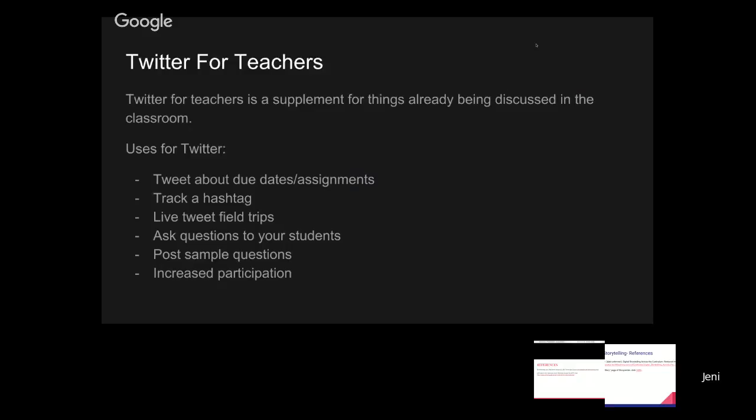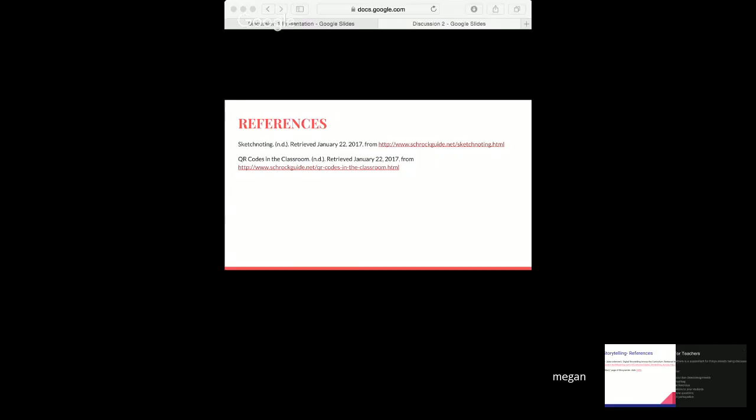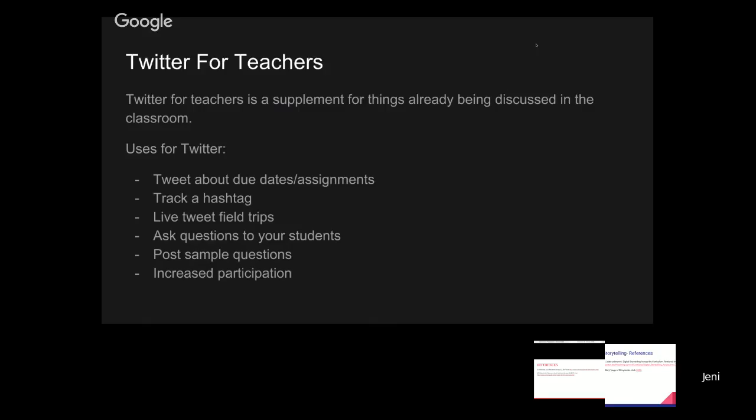Next, to talk about Twitter for Teachers, which is a supplement for things already being discussed in the classroom. And you can use Twitter to tweet about due dates and assignments, and it's just come up for teachers really. Twitter was founded in 2010, so it's easier for teachers to get connected with students now because a lot of people use social media in the classroom and outside the classroom. You can track a hashtag where you can tell your students to do an assignment and then use the hashtag so you can check up on seeing if they're doing assignments.